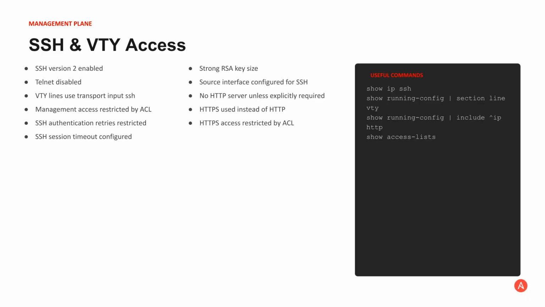SSH and VTY access is a high-priority target. We check for SSH version 2, the disabling of legacy protocols like Telnet, and the presence of strict ACLs for management access. It is important to go beyond checking for a command's existence. We also verify configuration details like RSA key length and session timeouts.